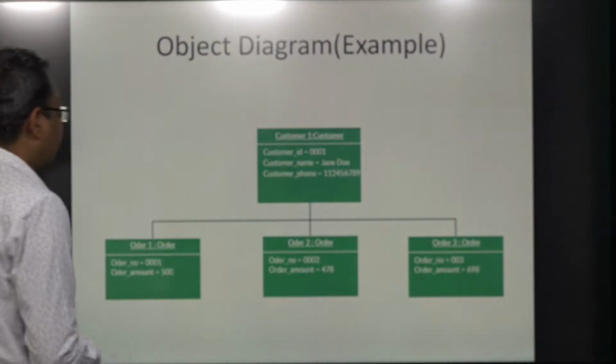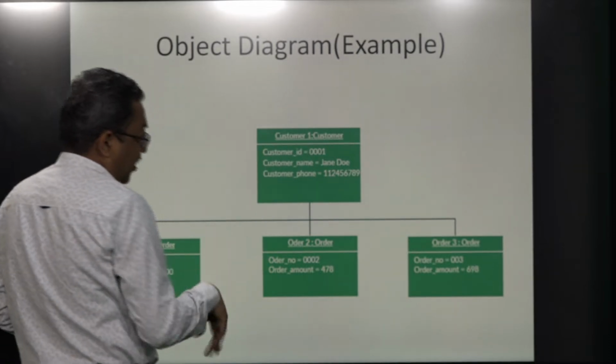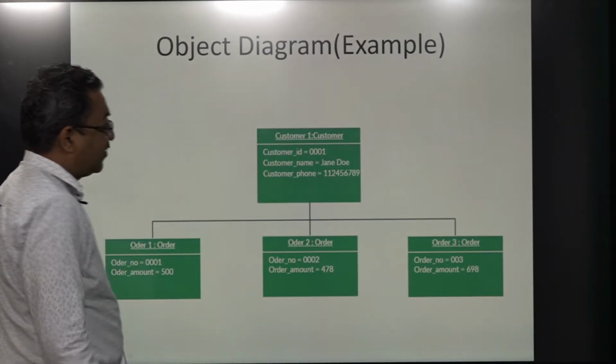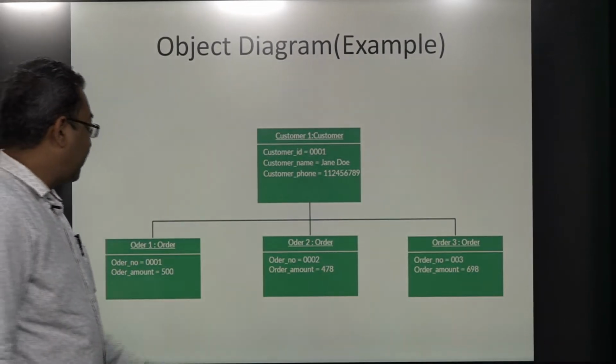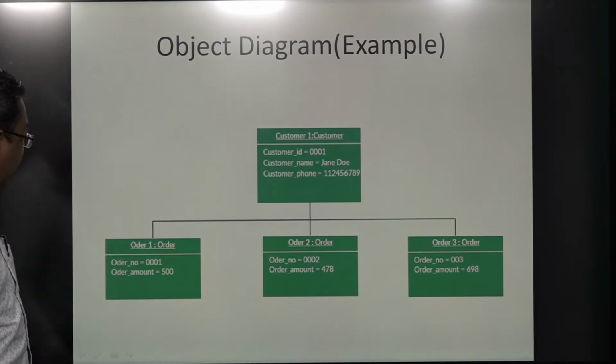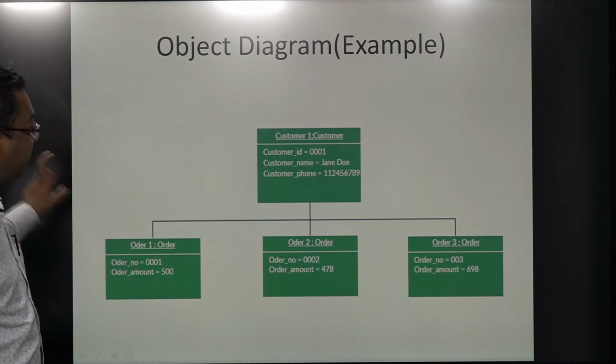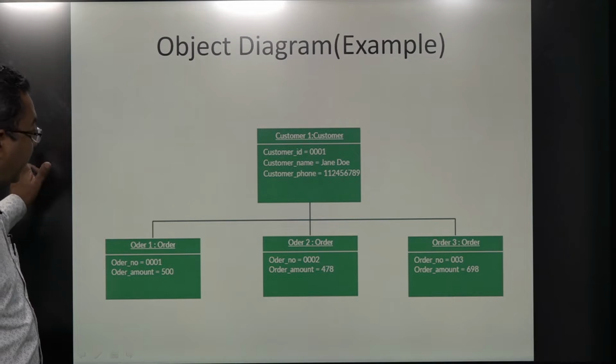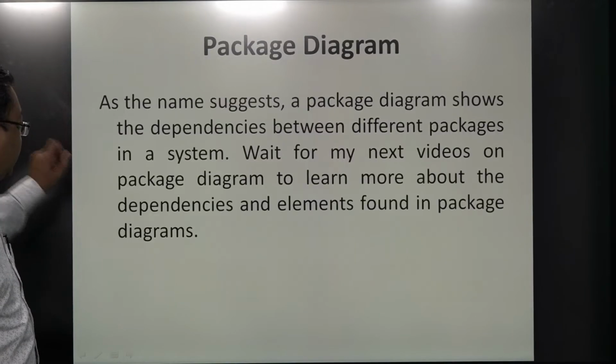सिर्फ और सिर्फ जो हमारे पास फीचर है उनकी वैल्यूज हैं. Customer ID is 001, customer name is something, customer phone is something, right? On the same pattern, order contains the value for the feature, right? And how they are connected, of course, wait for my next videos.